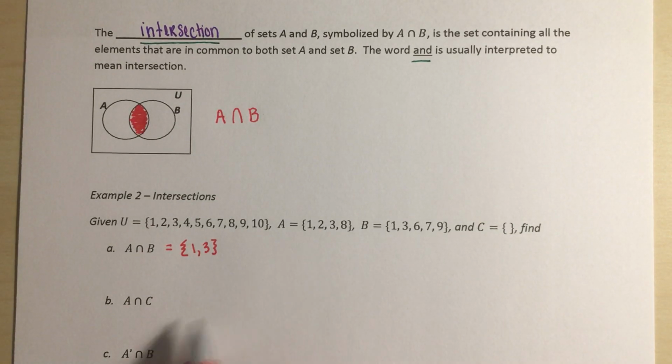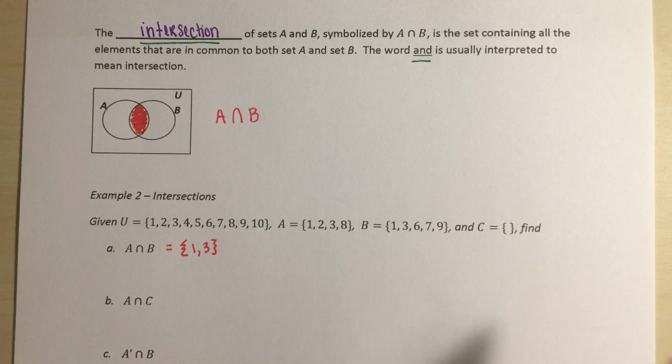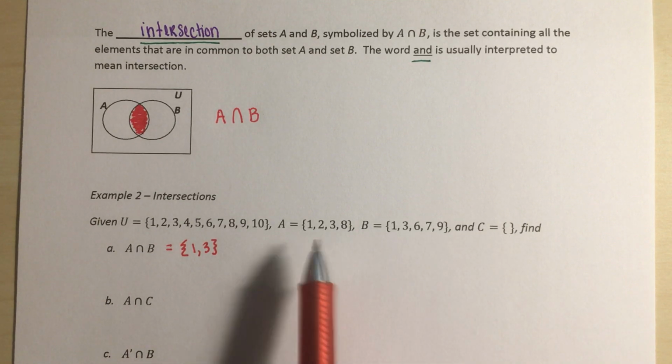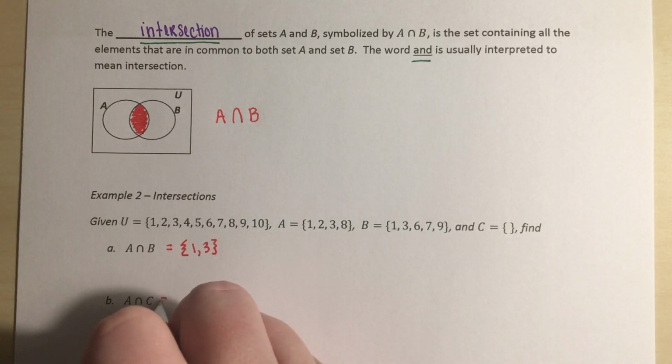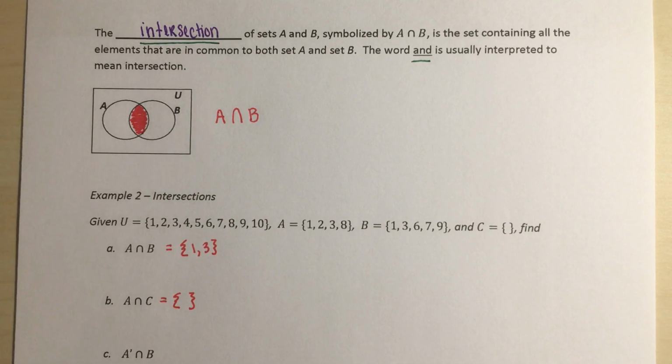A intersect C. Again, A is 1, 2, 3, and 8, and C is the empty set. Well, C has nothing in it, so if we intersect it with another set, there is going to be nothing in that intersection, because this has nothing to overlap with this set. Since we're intersecting a set with the empty set, our answer is simply going to be the empty set.